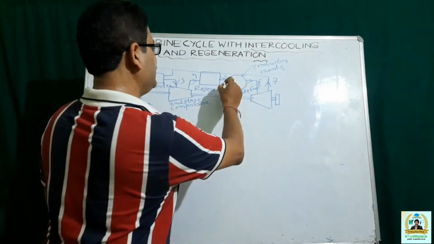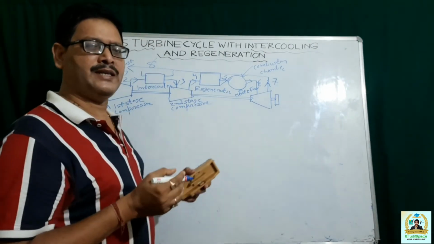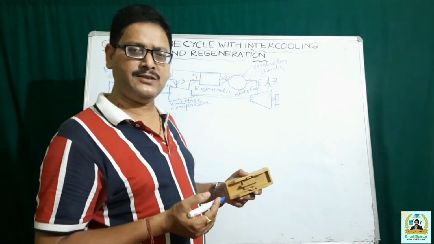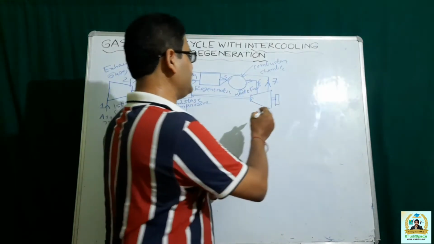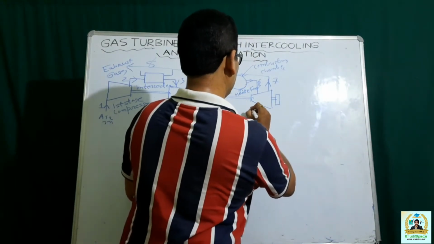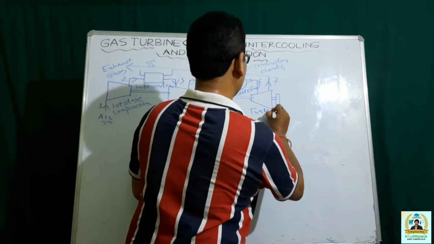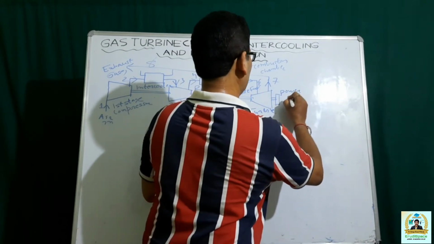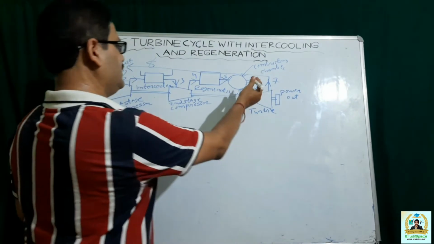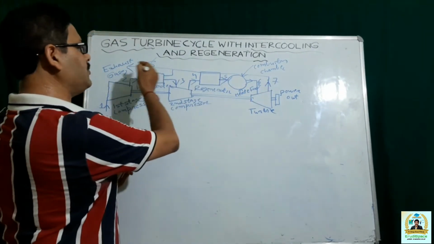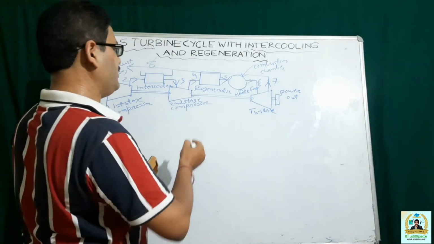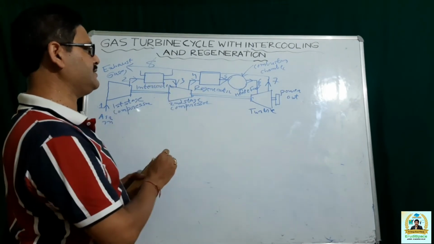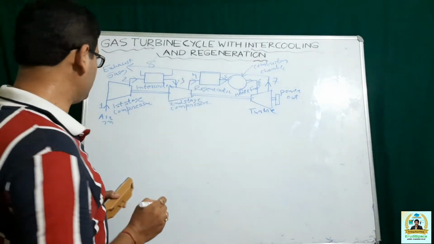After that it enters the combustion chamber, where heat and fuel are added and a huge amount of thermal and pressure energy is developed. Then the gas is taken to the turbine, where it undergoes expansion. Here we get power output, and then the exhaust gas is made to flow through the regenerator, where it transfers heat to the air that is coming from the second stage compressor and entering the combustion chamber.